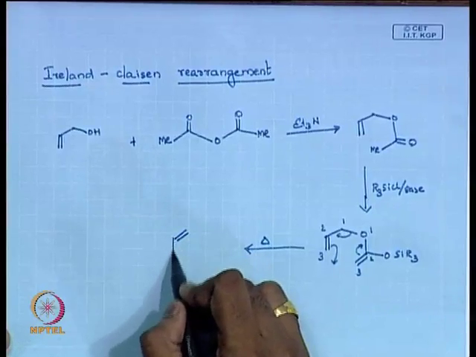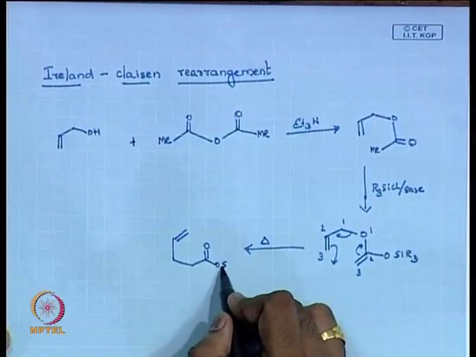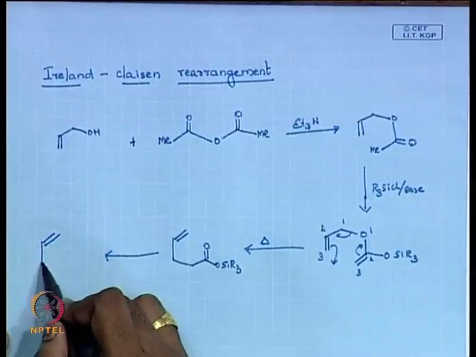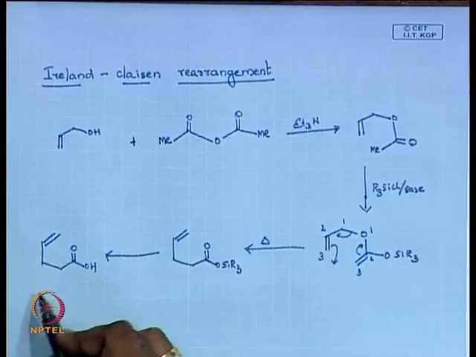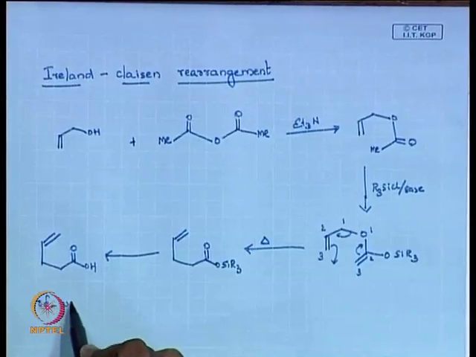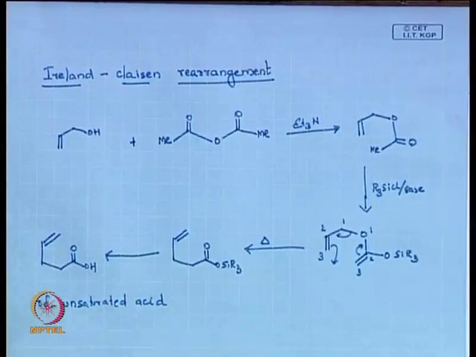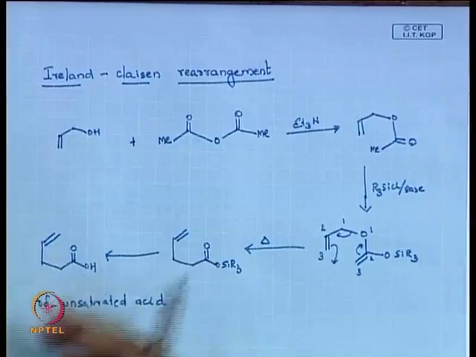So you can end up with OSiR3. Then if you want, you can hydrolyze this. In this case, you end up with a gamma delta unsaturated acid. So you have seen making aldehyde, you have seen making ester, amide, and now acid. Fine. This is your Ireland Claisen rearrangement.